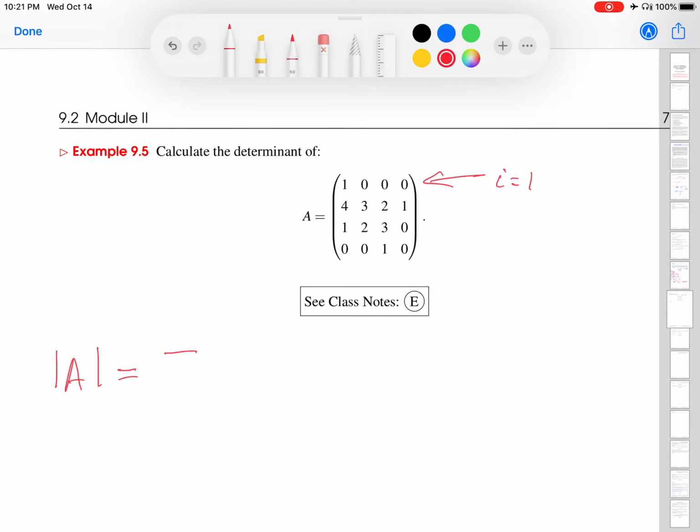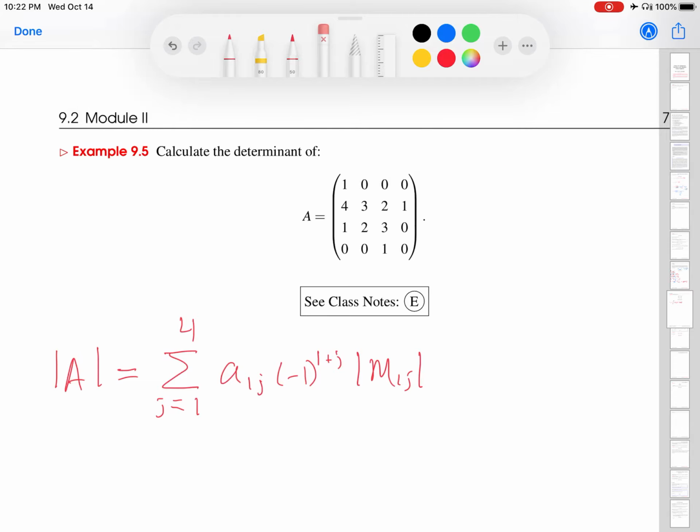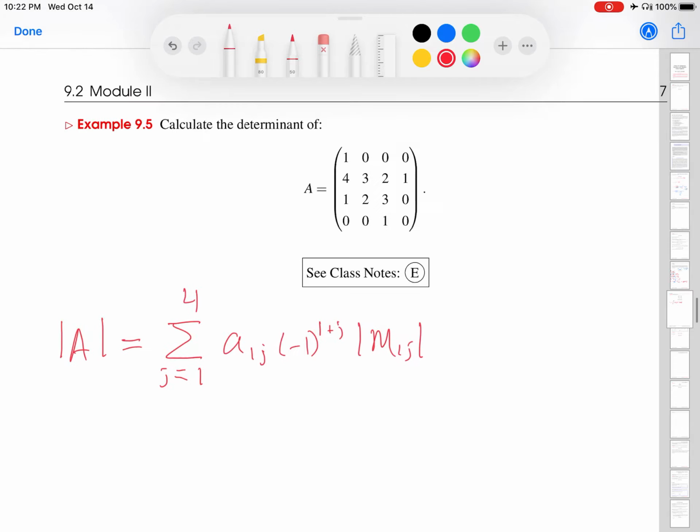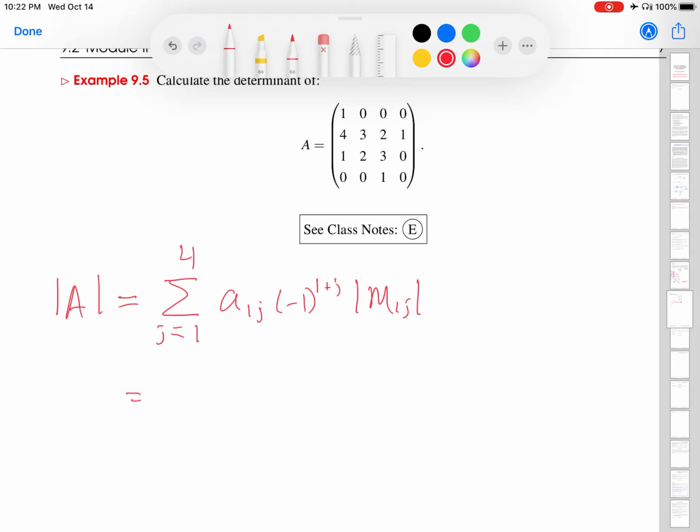I'm going to sum from j equals 1 to n. This is a matrix with 4 columns. a sub 1j, because I've picked the first row, times minus 1 to the i plus j, times the determinant of m_ij. So that's reading off our definition of the determinant. And like I did in the previous video, I'm going to write this out first.